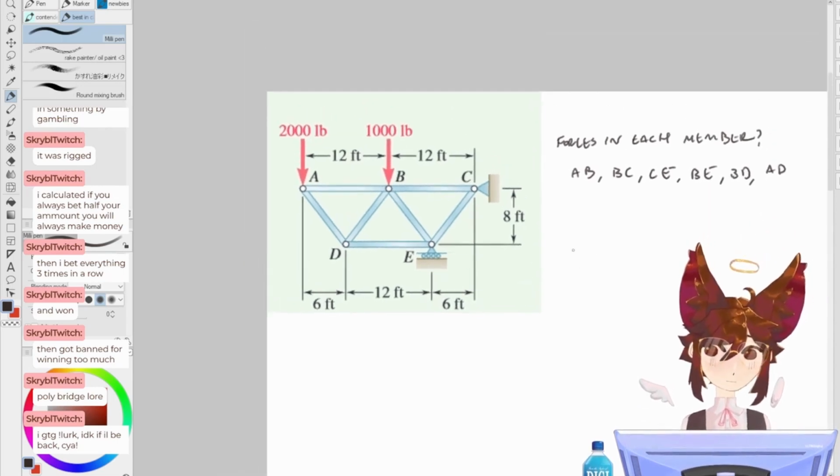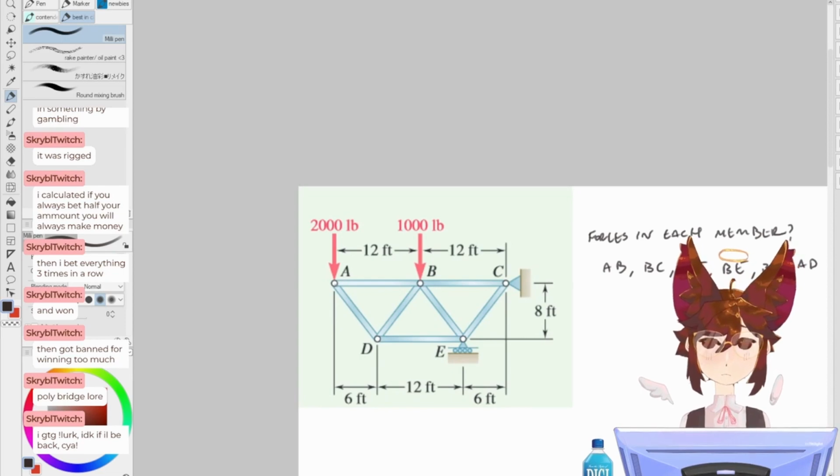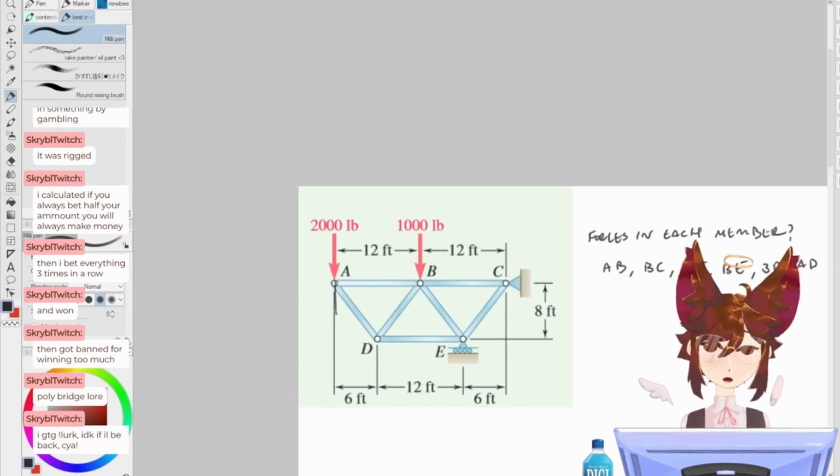Okay, let's see. Zero force members. So if we look at this one, we've got a force going this way, a force going this way. That means that this component doesn't exist, but this will still equal that, which is fine.